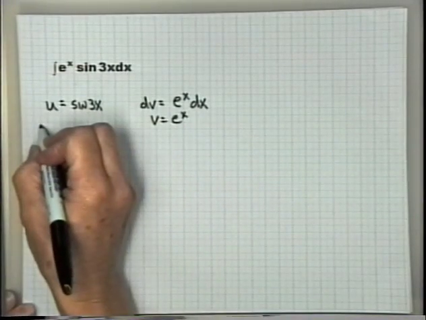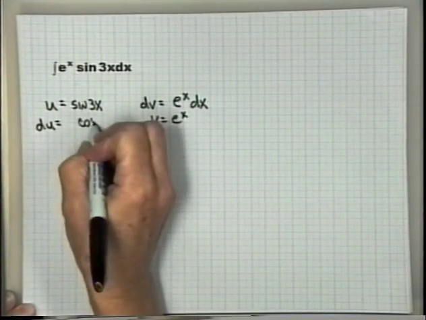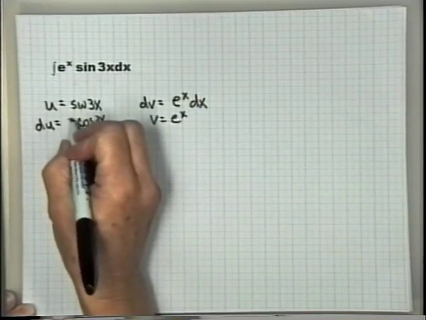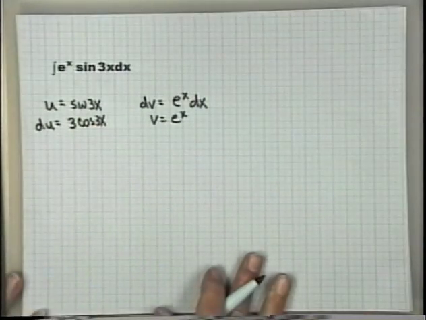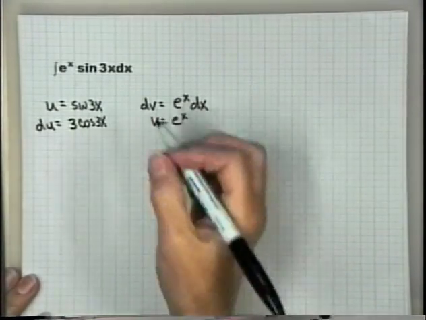But if u is sine 3x, the derivative of sine 3x is cosine 3x, and then remember you take the derivative of the argument and get a 3. I'm going to just go ahead and put that in front. So du would be 3 cosine 3x.